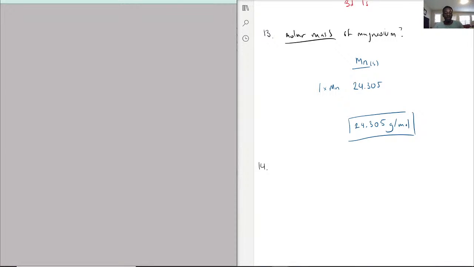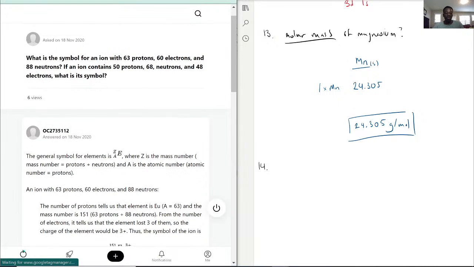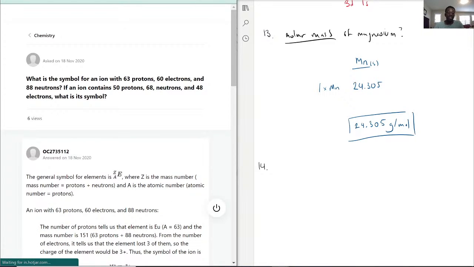Okay, so now question 14. What is the symbol for an ion with 63 protons, 60 electrons, and 88 neutrons? So 63 protons, 60 electrons, and 88 neutrons. And then 50 protons, 68 neutrons, and 48 electrons. What is the symbol?